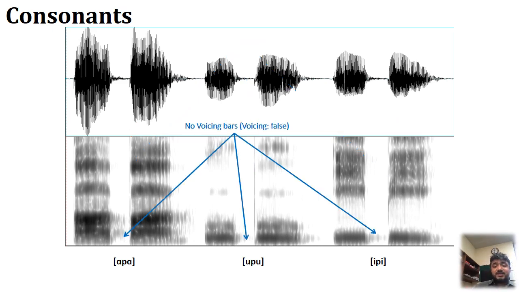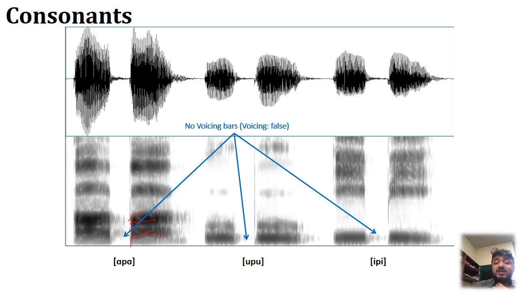The third thing that you see here is about voicing. You don't see voicing bars here, so therefore voicing is equal to false, meaning it's an unvoiced sound. You don't see any aspiration here. The onset of the vowels is right after the closure, and that's an important signature. As soon as the closure ends, you immediately see the vowels, the formants starting. So this is the onset of the formants, and the onset is rapid and immediate right after the closure.